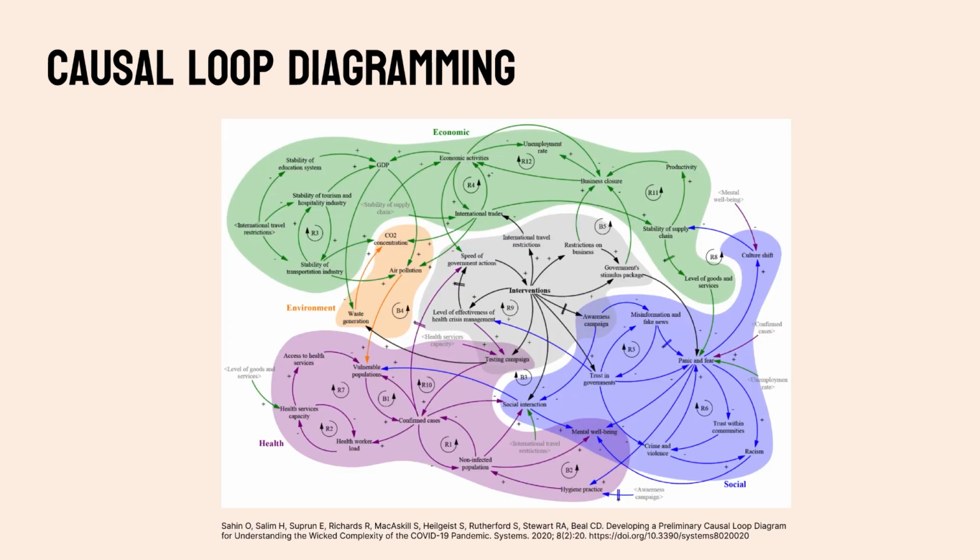Here's an example of causal loop diagramming, talking about the complexities of COVID. You can see there are a few different sections. It talks about economic effects, environmental effects, health effects, and social effects, and then the interventions within them. It shows the way that all these different things are interconnected. This shows how important causal loop diagramming is, because even though this is really complex to interpret, you can really see the interconnections between each part of this system.